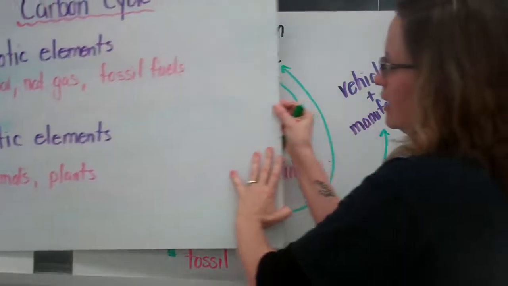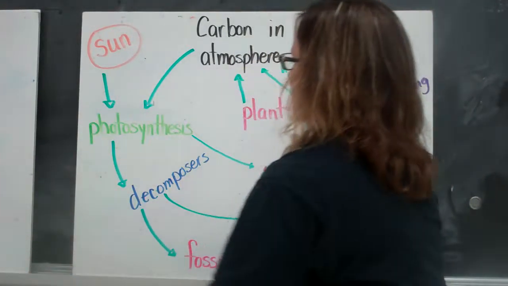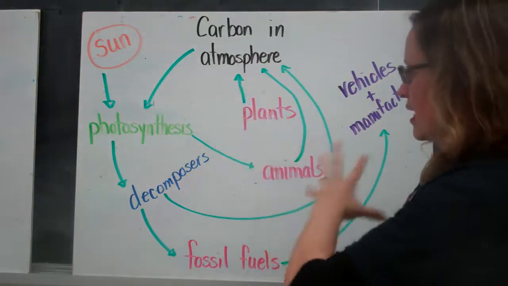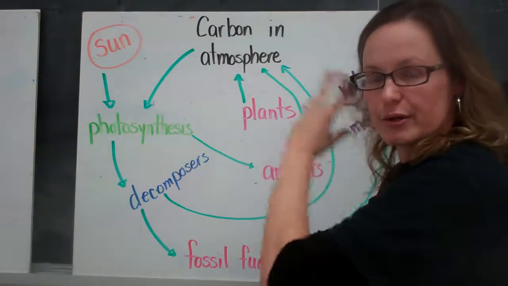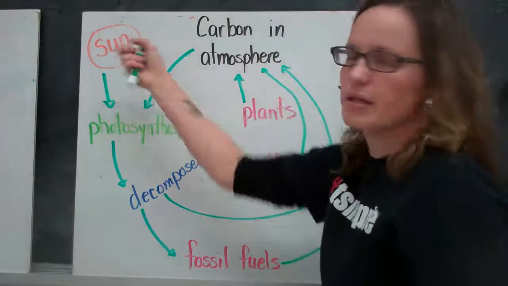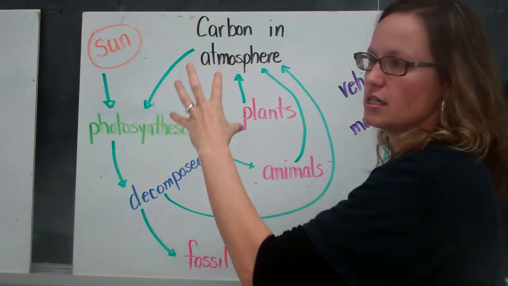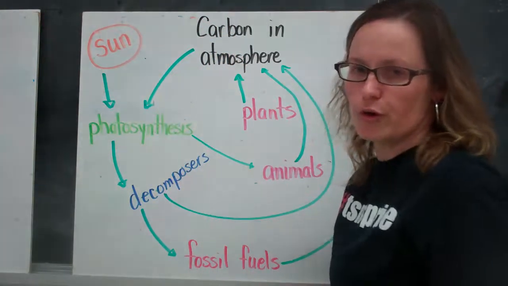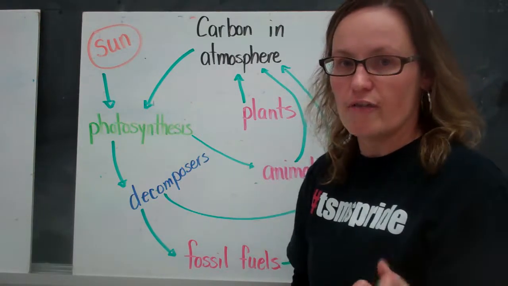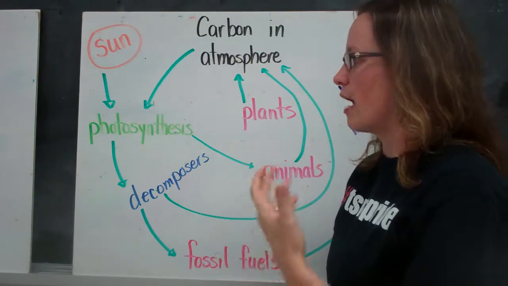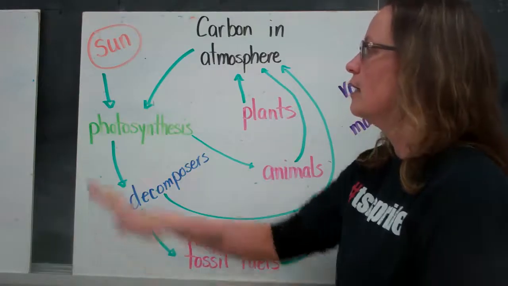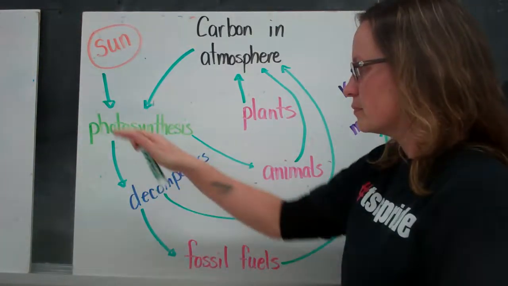So let's look at an example of the carbon cycle. There really isn't any place to sort of start, because you can see it is a cycle. But I'm going to start with the sun, our abiotic element that is giving its energy to our producers through photosynthesis. So our producers, our vegetation, our plants are getting their ability to produce food from the sun.